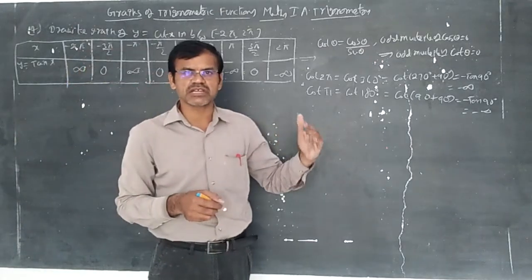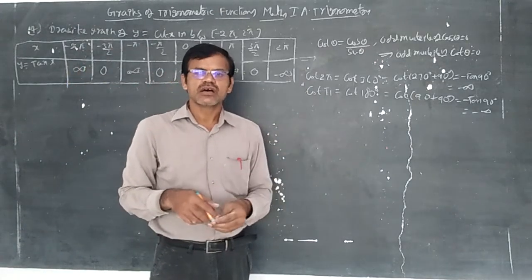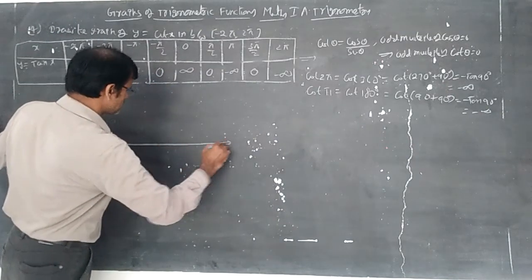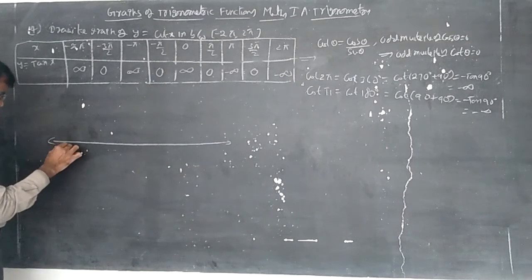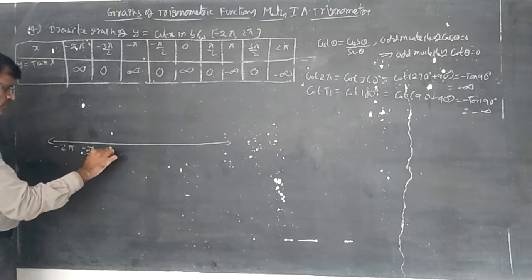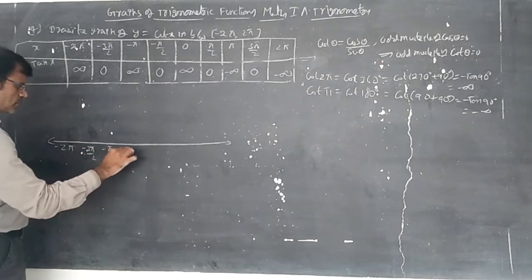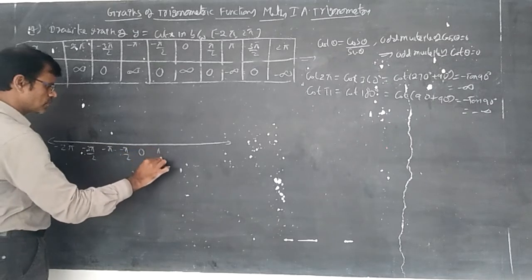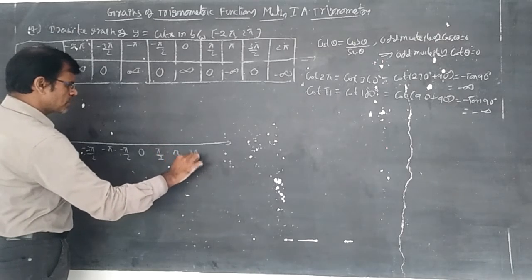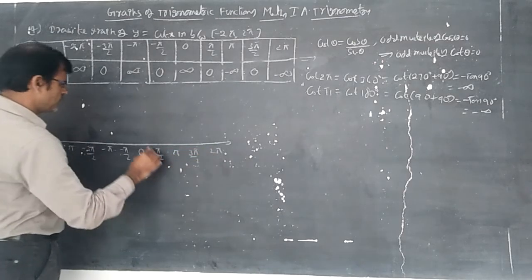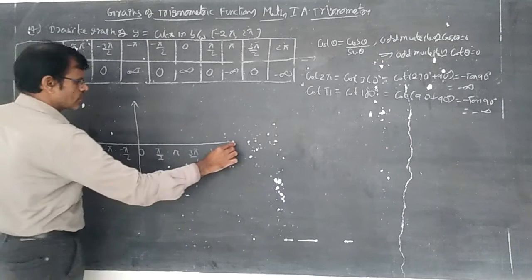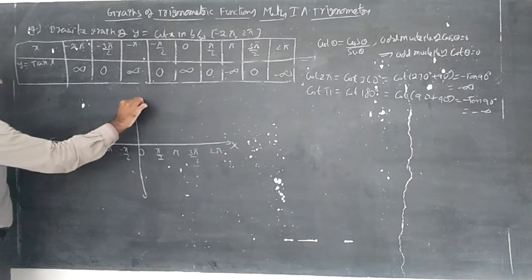Now you can conclude that cot x is a decreasing function. It is the reverse of tan x. So you can draw the graph like this. Minus 2 pi, minus 3 pi by 2, minus pi by 2, 0, pi by 2, pi, 3 pi by 2, and this is 2 pi. This is x dash, this is y dash.